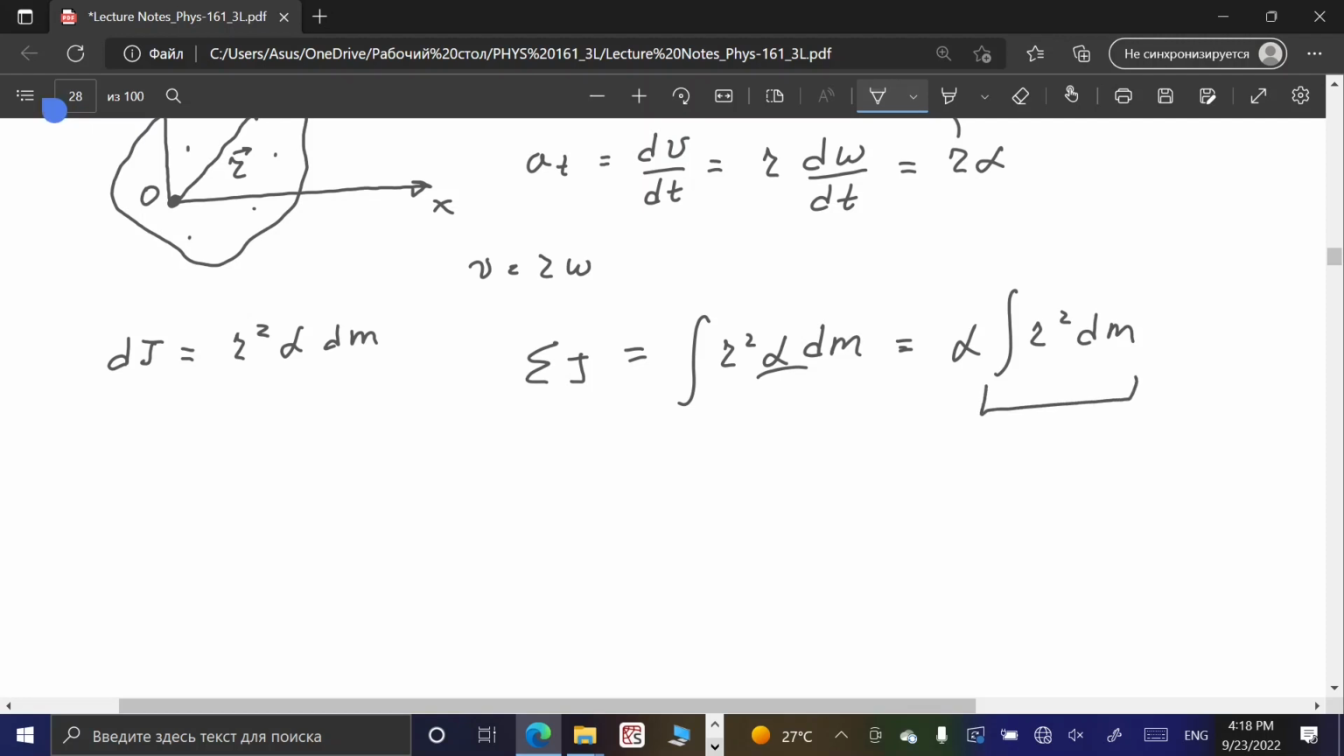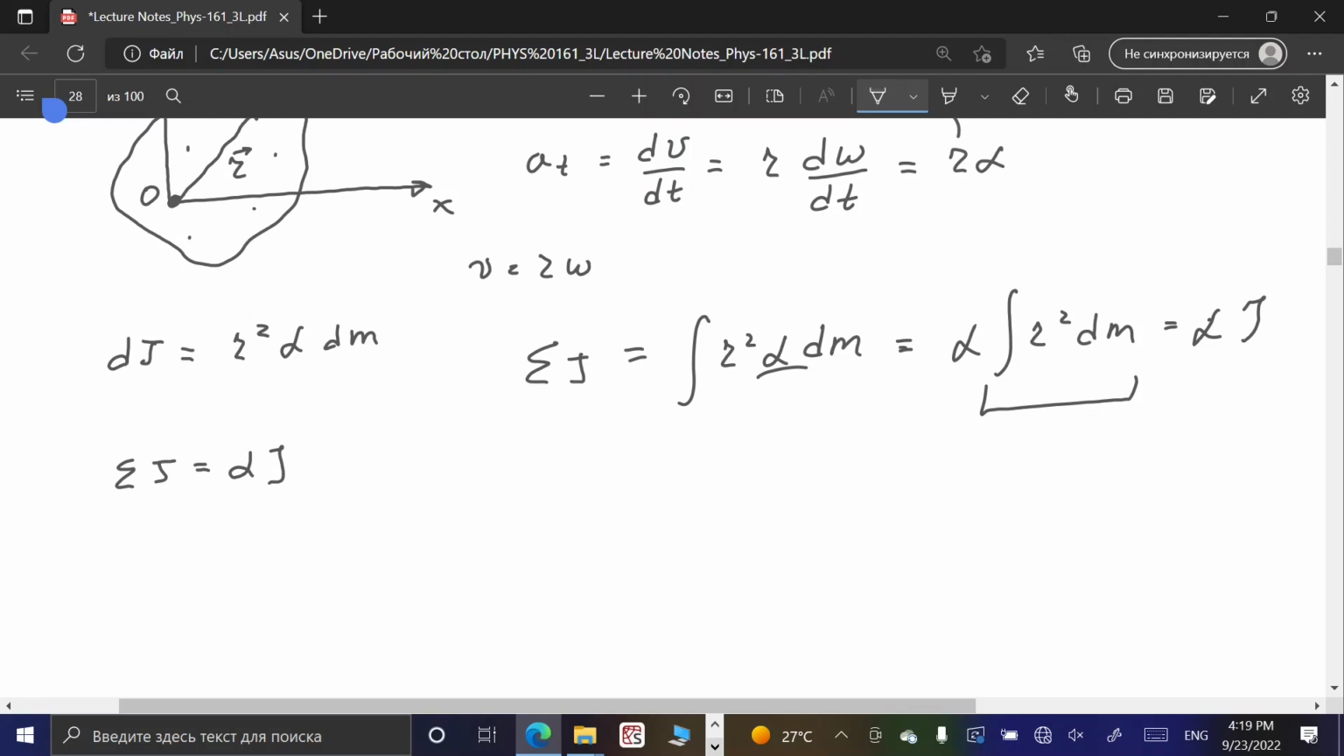And any comments about this? What is this? Moment of inertia, what we calculated previously for continuous bodies. So here we can write that the net torque exerted on a rigid body will be equal to angular acceleration times moment of inertia, of course, with respect to the given axis of rotation. So it's equal to alpha times I.